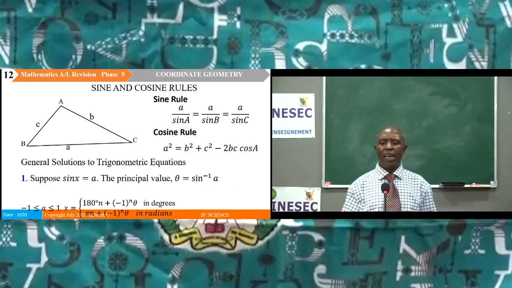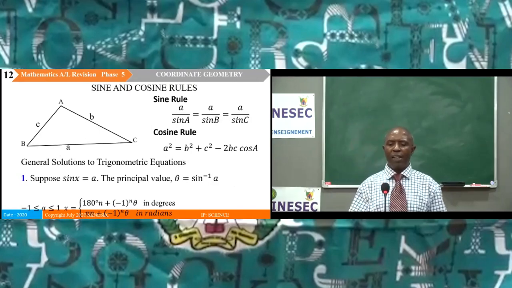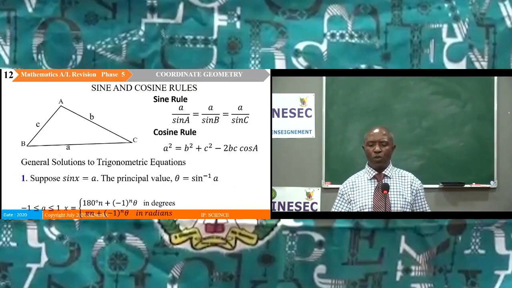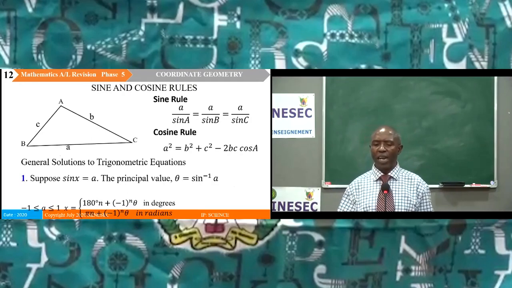The sine and cosine rule. The sine rule is used to obtain the length of a side of a given triangle which is not a right angle triangle.